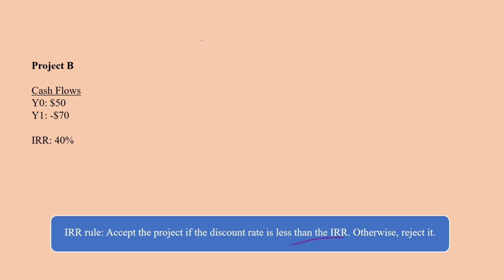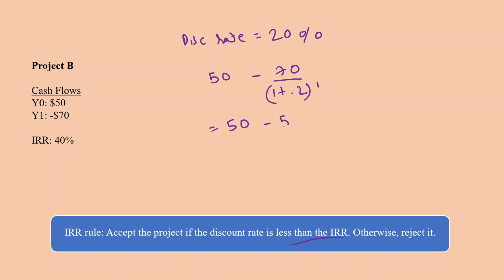Let's assume a discount rate of 20%, and let's figure out the NPV. So for year zero, it'll just remain $50, and for year one, we're gonna discount it by 20%. That's 1.2 raised to the power 1 for year one, and that's equal to 50 minus 58.33, or minus $8.33. So the NPV comes out to be negative 8.33.